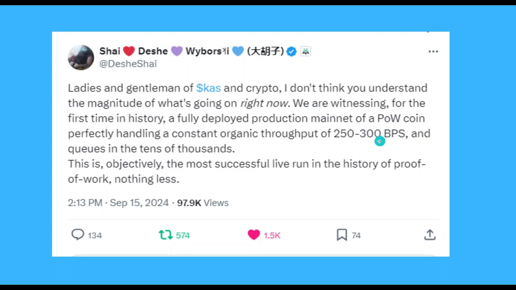Now, what's really exciting about this is right now KAS is working at 1 block per second. And with the Rust update, it's going to move to 10 blocks per second. Now, I could be wrong about this and I'm open to correction, but I imagine that if it's moving to 10 blocks per second, that means the transactions per second will be able to move pretty comfortably to 2,500 to 3,000 per second, which is incredible.